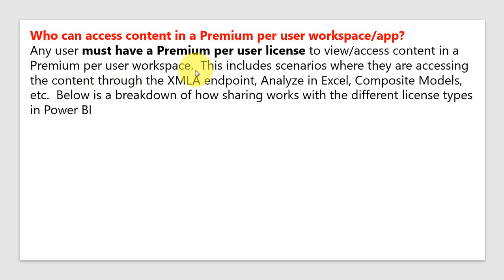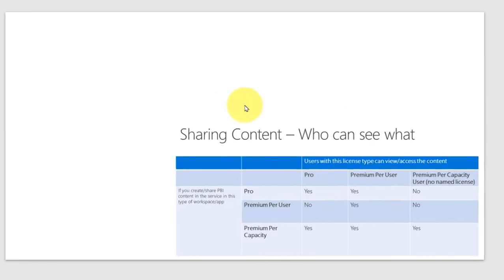So who is going to see, they have to be a Premium Per User license. This includes scenarios where they are accessing the content through XMLA endpoint, Analyze in Excel, composite models, etc. Below is a breakdown of how sharing works with the different license types in Power BI.